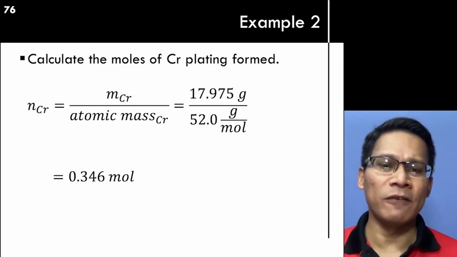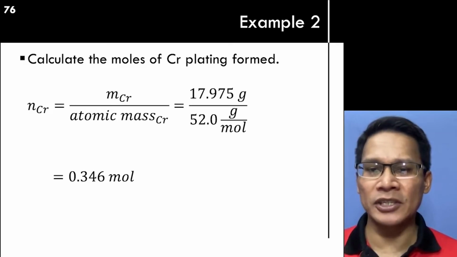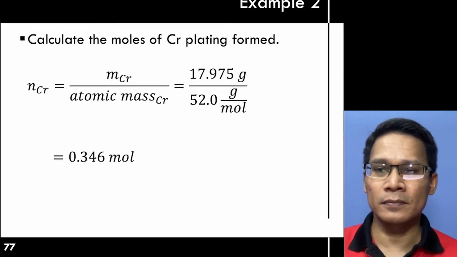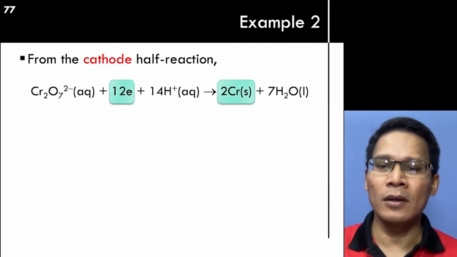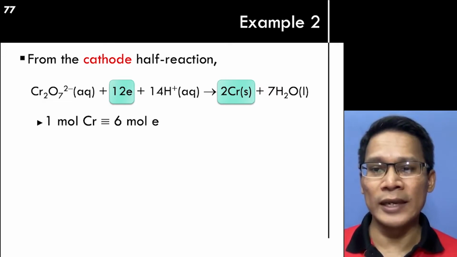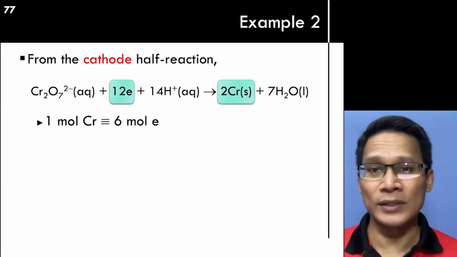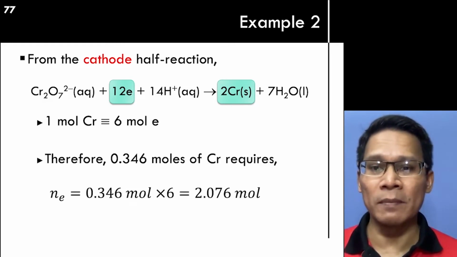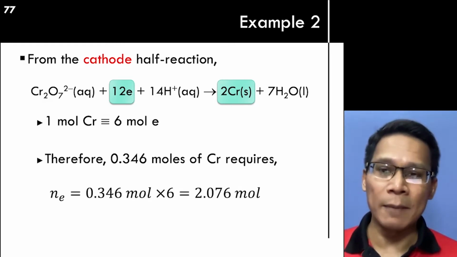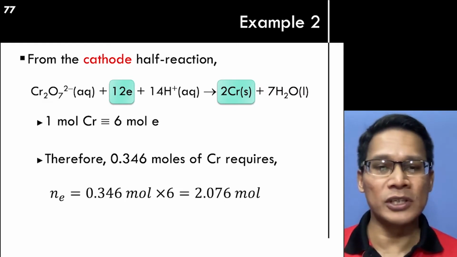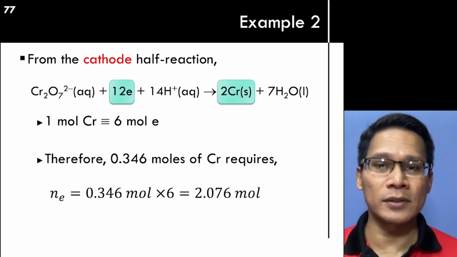We can now use this information together with the half reaction equation to calculate the number of moles of electrons needed. From the half reaction, the mole ratio of chromium produced to the electrons received is 1 to 6. Since 0.346 moles of chromium have been produced, the number of moles of electrons received must be 6 times that value, which is 2.076 moles.